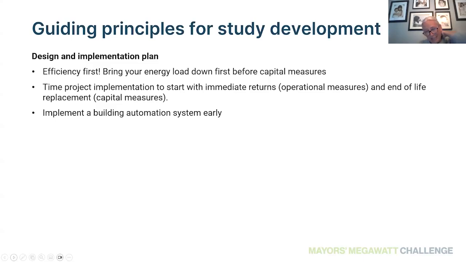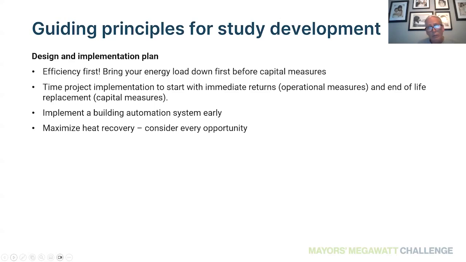Implementing a building automation system early. That's also very important to be able to implement some of these operational measures like nighttime setbacks and ice temperature optimization, measures that are really going to give you a lot of savings for not a lot of investment. So really getting that system in early. We do have some webinars on our website that you can check out about building automation systems.